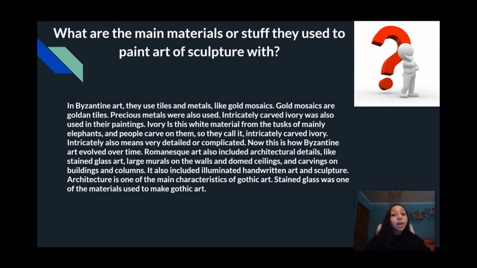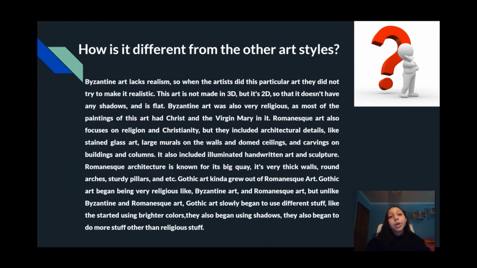As I said, Byzantine art uses tiles and metals, and it also uses ivory. Romanesque art included architecture details like stained glass art, large murals on the wall and dome ceilings, and carvings on buildings and vaults. It also included illuminated handwriting, written art, and sculpture. As I said, architecture is also one of the characteristics of Gothic art, and stained glass was also one of the materials used to make Gothic art.